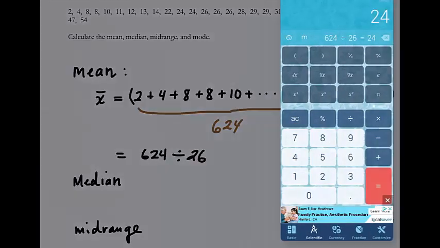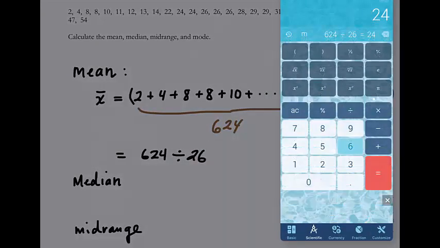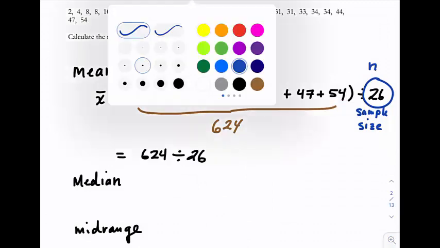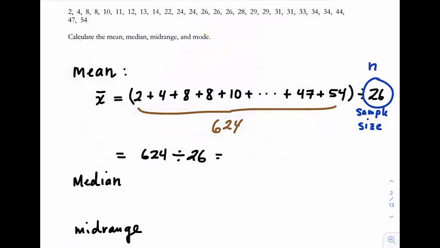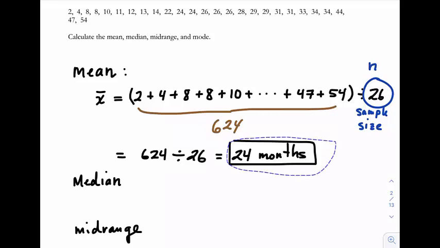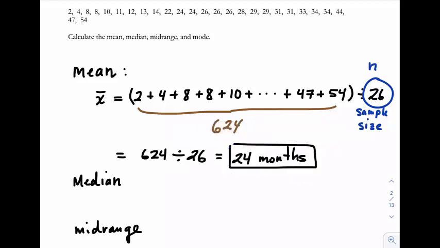Let me grab a calculator. We take 624 and divide that by 26, and there we get the answer is indeed 24. But not just the number 24, we label it with its units, which is months. All of these are going to have units, like inches, centimeters, colors, things like that. You want to indicate what that represents. So that is the sample mean.